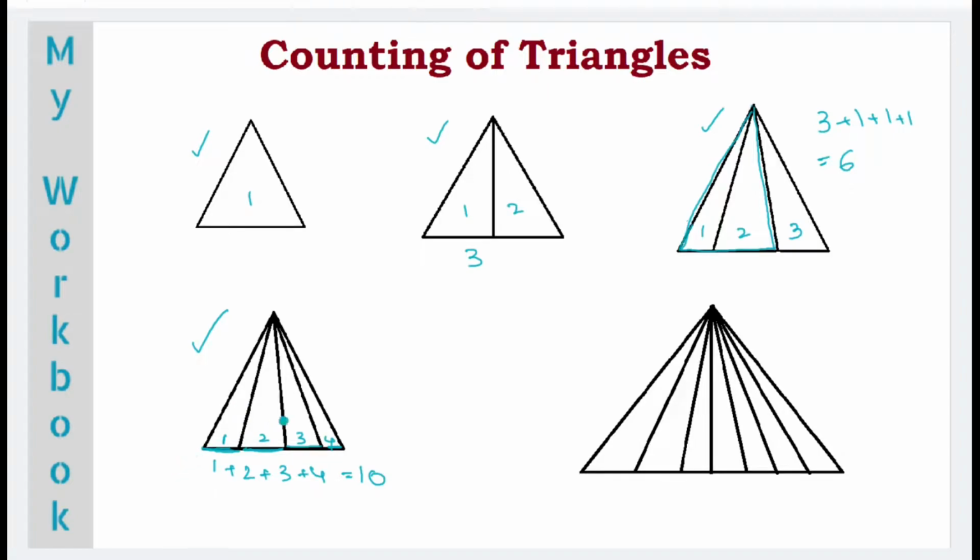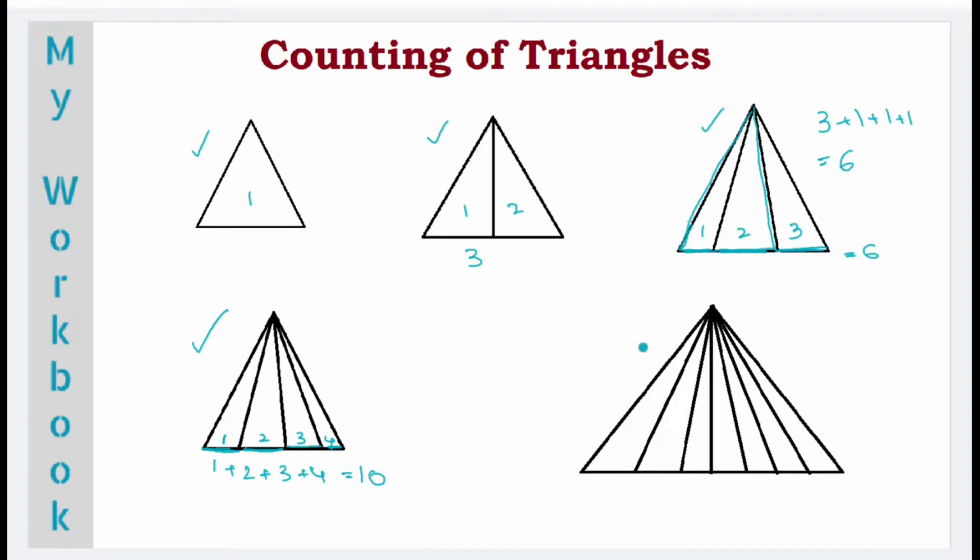Simple, isn't it? Can we try this back in this third image here? As you can see, the base has been divided into 3 segments, 1, 2 and 3. So if we just add these 3 numbers, 1 plus 2, 3, 3 plus 3, 6, we get 6. So 6 is the total number of triangles in this image.